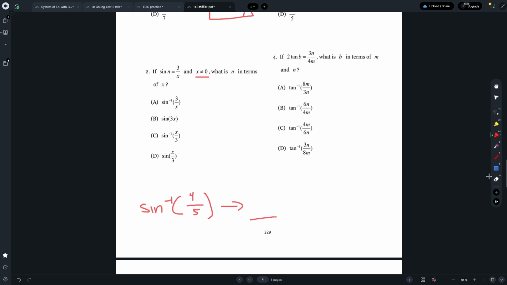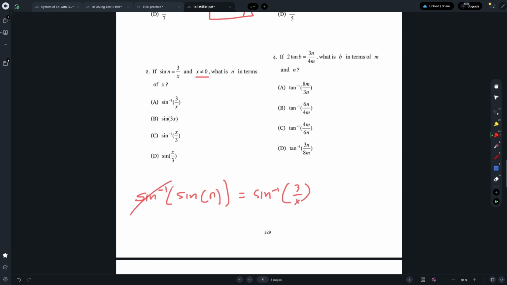This is something that you can do in your calculator, right? So if sine of n is 3/x, we can just apply inverse sine to both sides. And this looks kind of unorthodox, but the sine and inverse sine cancel out and you get n equals sine -1 of 3/x.